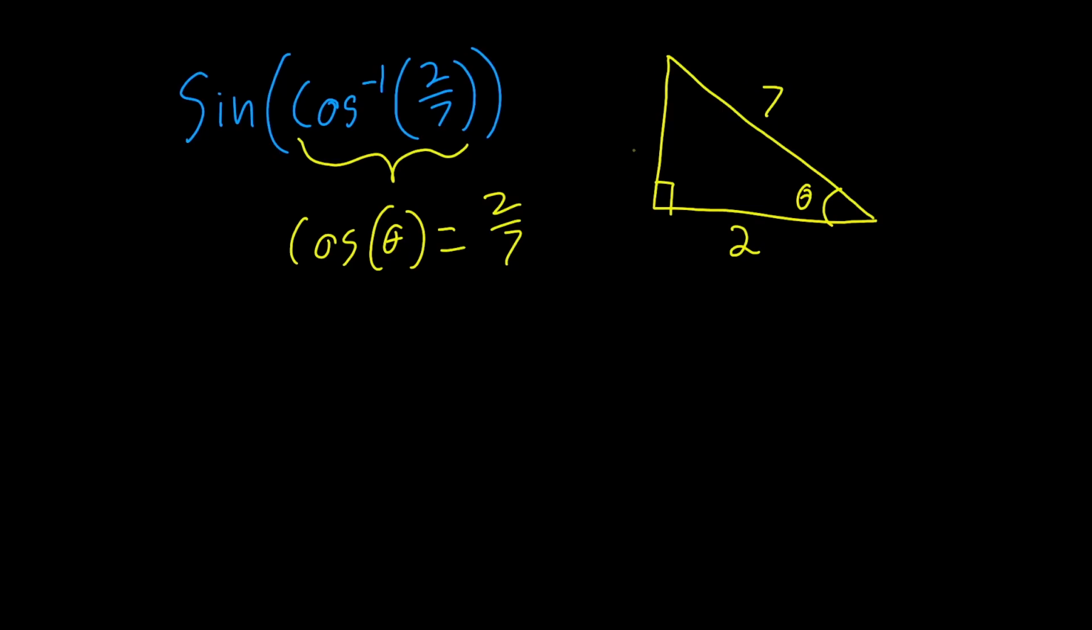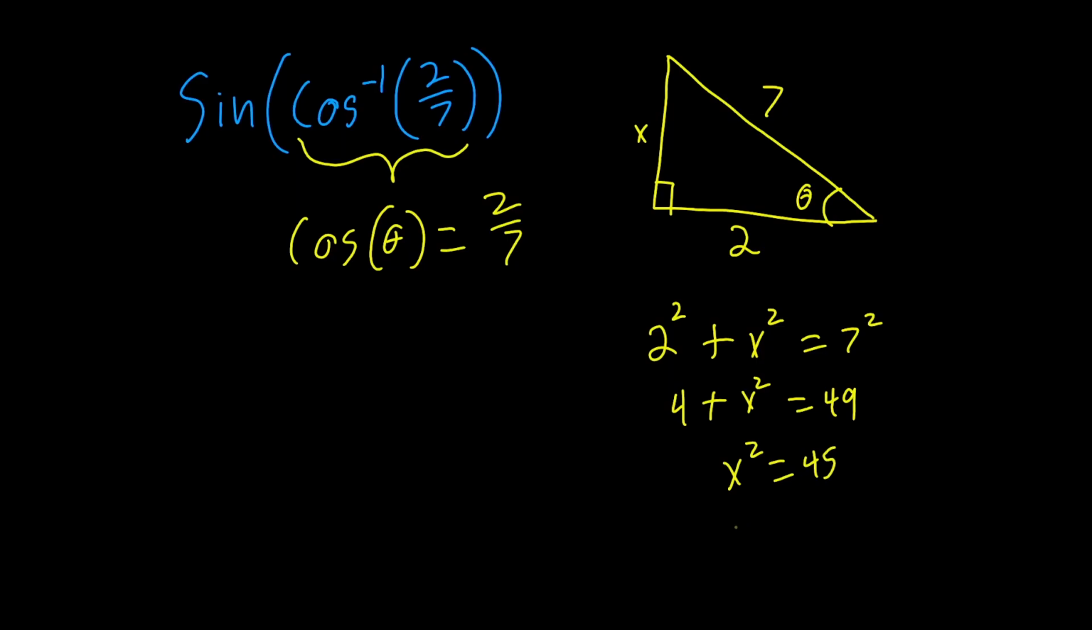Next, let's find this missing value. Using the Pythagorean theorem, we have 2 squared plus x squared is equal to 7 squared. This would be 4 plus x squared is equal to 49. Subtract 4 from both sides, x squared is equal to 45. So x must be plus or minus root 45. We're working with a distance. Distance is always positive, so we're going to say that positive root 45 is our x value.